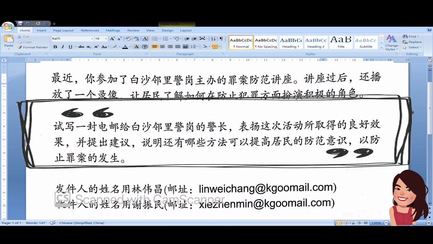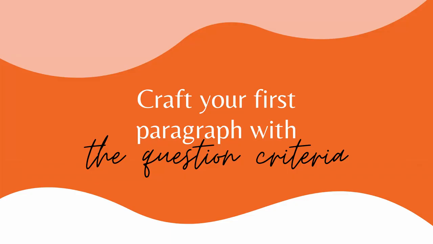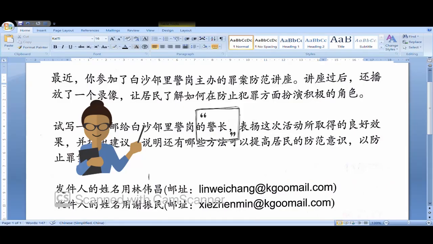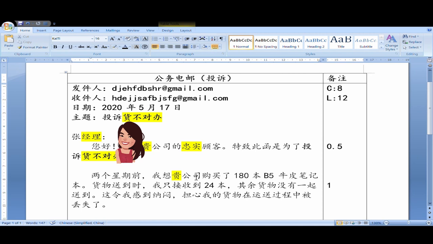So now I'm going to address the person that I'm writing this letter to, 张经理. Well, it depends on the question criteria that you are given during exams. It could be 张局长, 张老师, 张校长, 张警长. In the beginning, I will introduce myself, right, and be polite. So I will say 您好, 我是贵公司的忠实顾客. I could easily write 我是一名顾客.